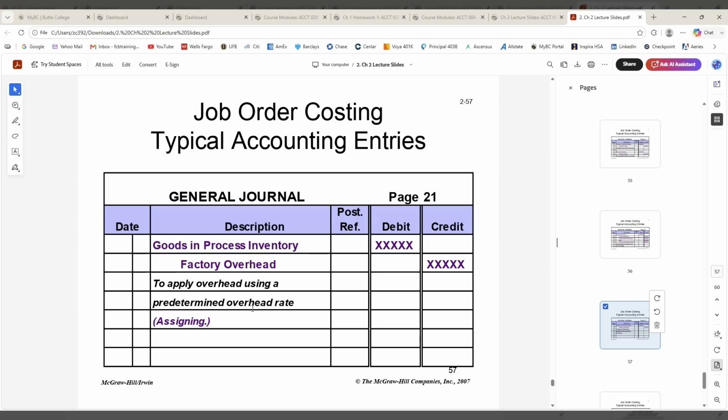Why do we use this method? It's used in order to provide timely and consistent information when we're trying to aggregate so many different overhead costs. And at the end of the year, when there's over or under applied overhead, we're going to close that out to cost of goods sold.